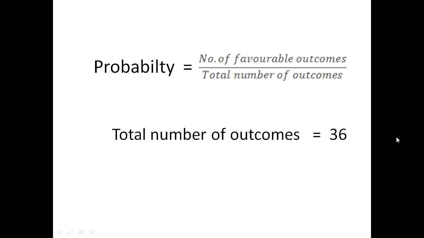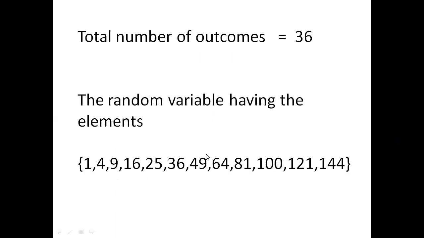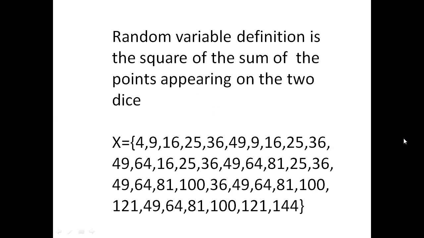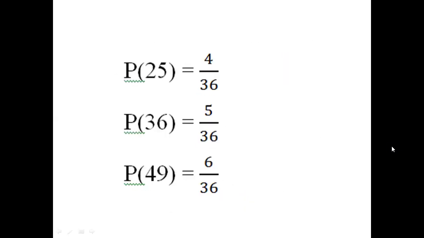What is the next element here? 49. So 49 is repeated how many times? 1, 2, 3, 4, 5, 6. So 6 times. The number of favorable outcomes is 6 for 49. So the probability of 49 is equal to the number of favorable outcomes, 6, divided by the total number of outcomes, 36.